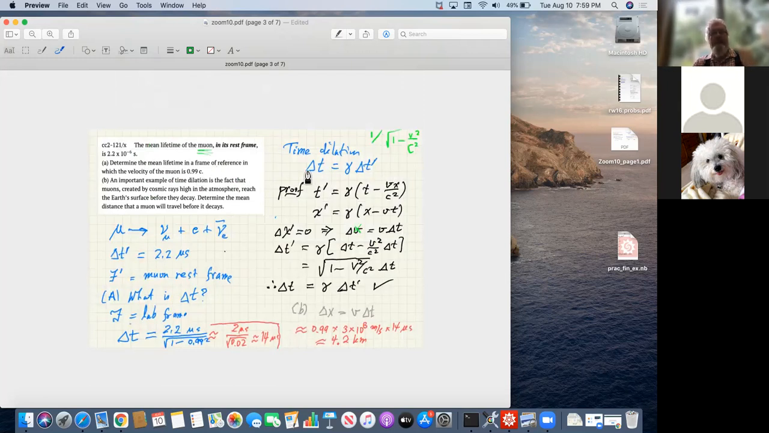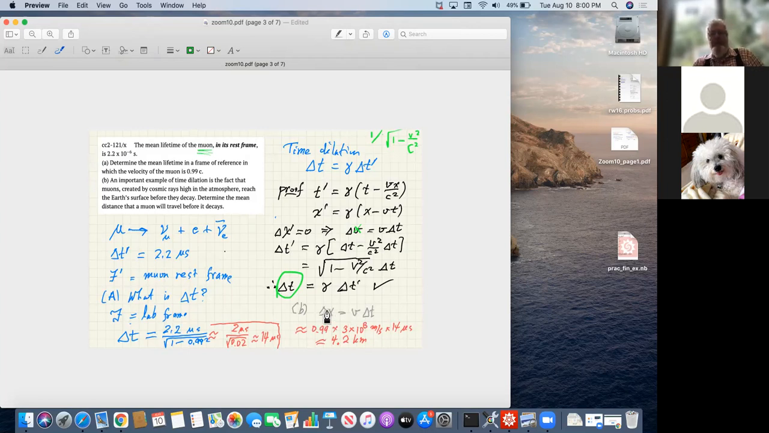So for part B, when calculating the distance it travels, you would do the velocity, which is just 0.99 times the speed of light times dt. And is that just the 2.2 times 10 to the negative 6? No, that's this dt. Oh, is that the dt we found in part A then? Yep, this is the velocity in the Earth frame of reference. This is the time in the Earth frame of reference. This then will be the distance in the Earth frame of reference.